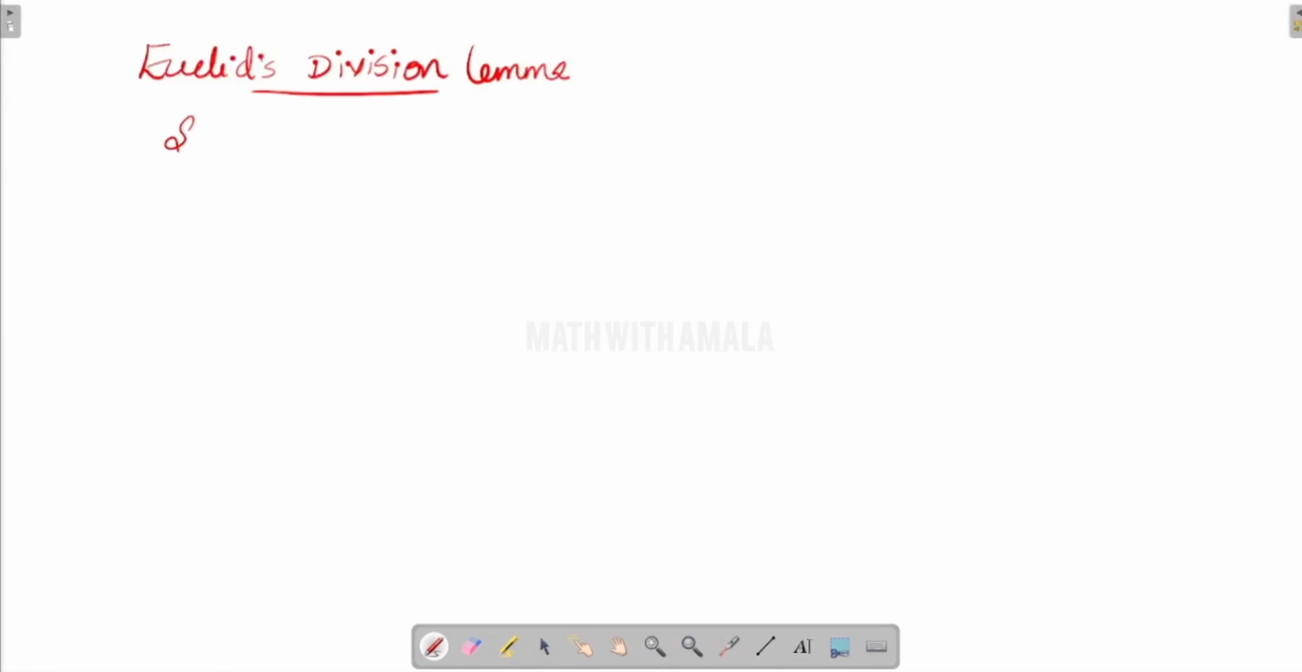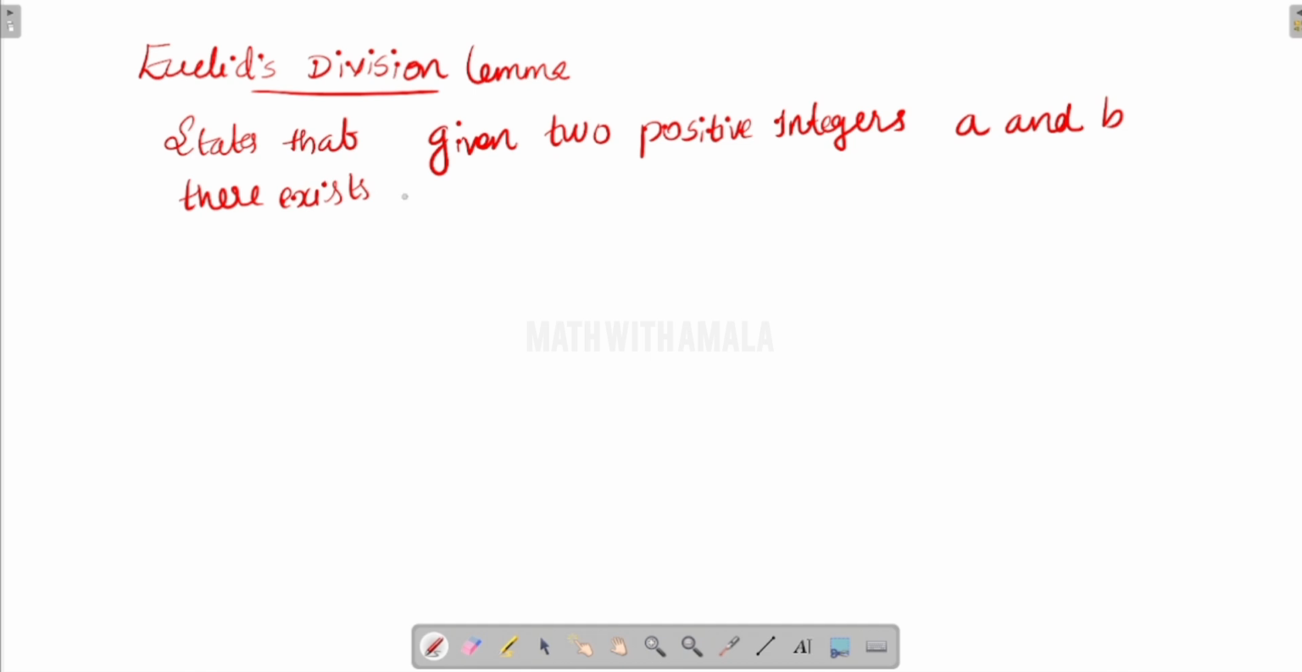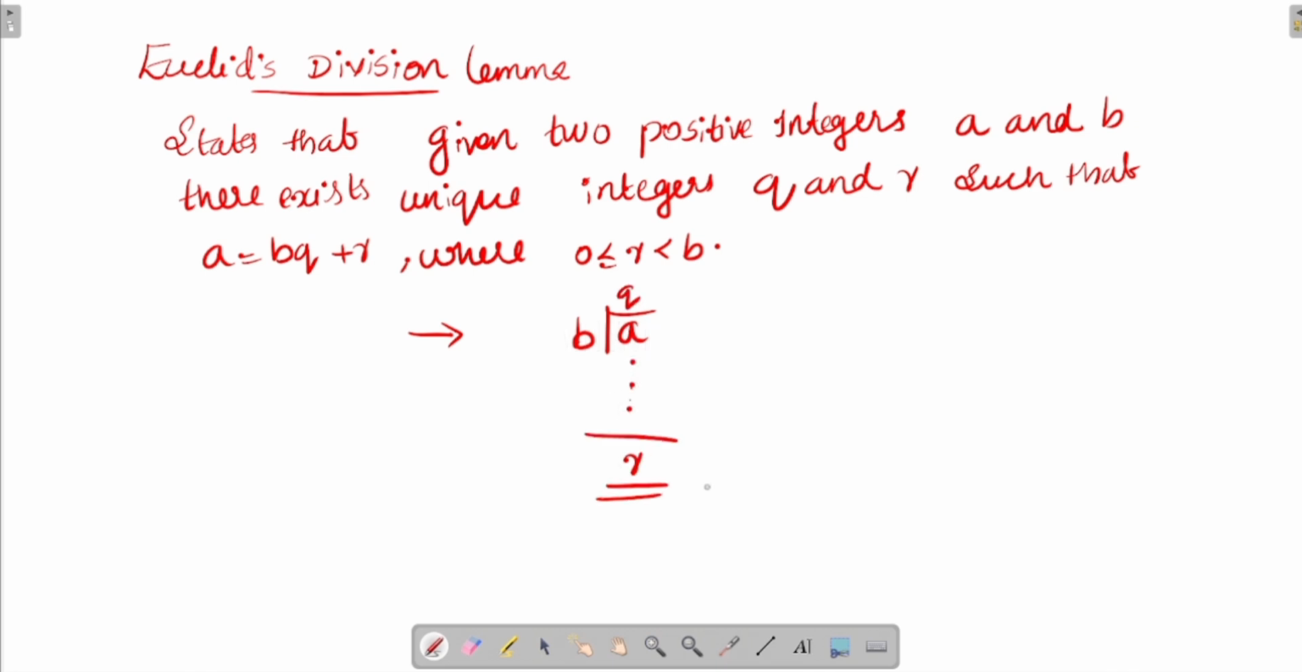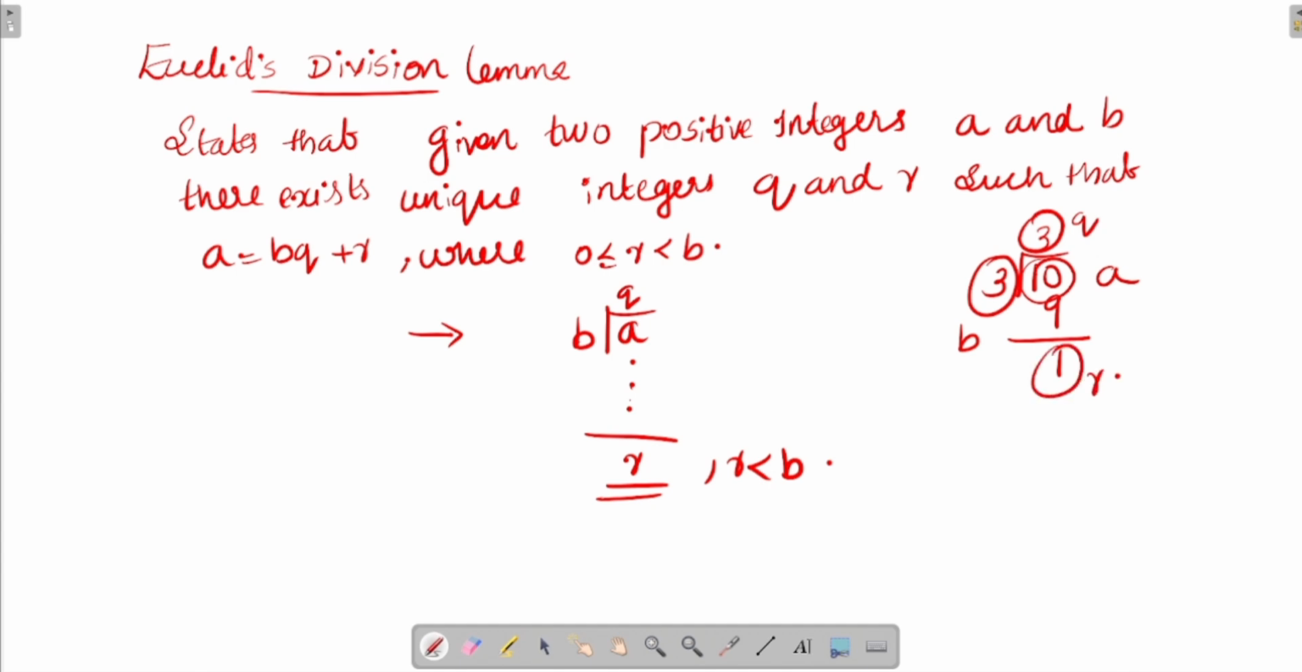Euclid's division lemma states that given two positive integers a and b, there exist unique integers q and r such that a equals bq plus r, where 0 is less than or equal to r, and r is less than b. r cannot be b, but r can be 0. This is the same as the normal division method. A by b, you will get the quotient q and remainder r. When you get r less than b, you can stop there. 10 by 3 gives the quotient 3 and remainder 1.